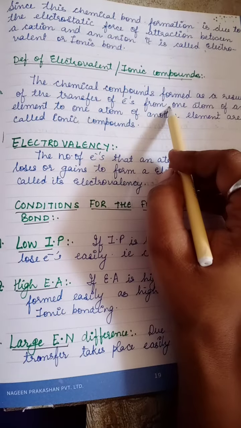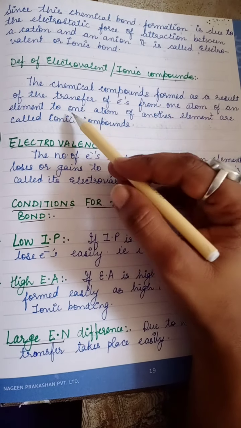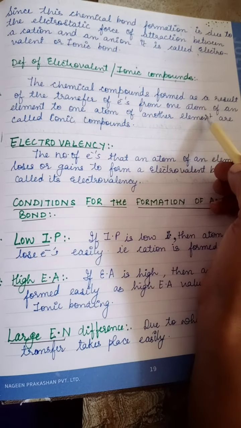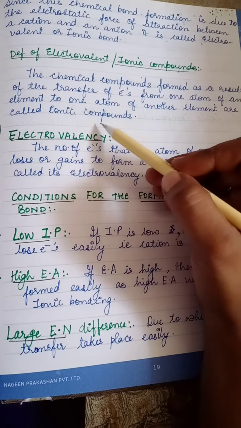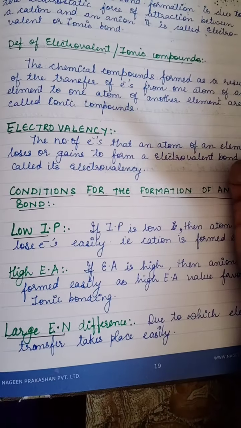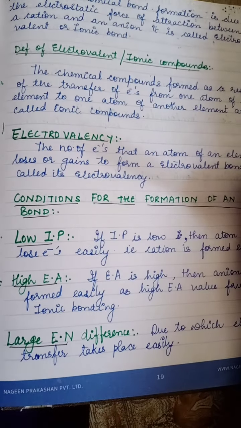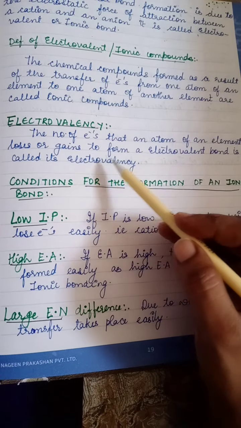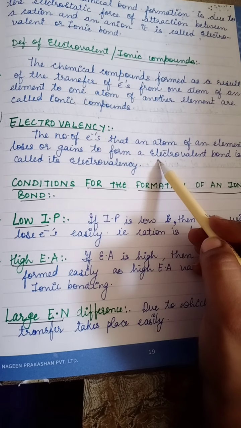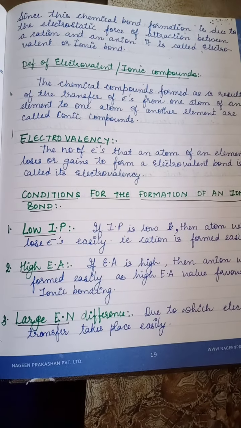The chemical compound formed as a result of transfer of electrons from one atom of an element to an atom of another element is called an ionic bond. Now children, what is electrovalency? The number of electrons that an atom of an element loses or gains to form an electrovalent bond is called its electrovalency.